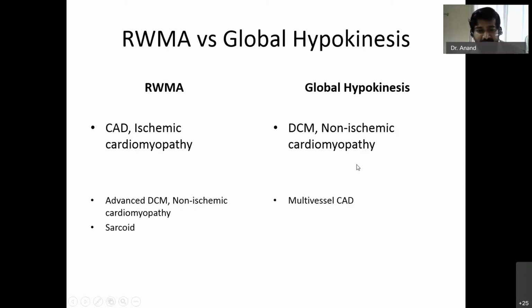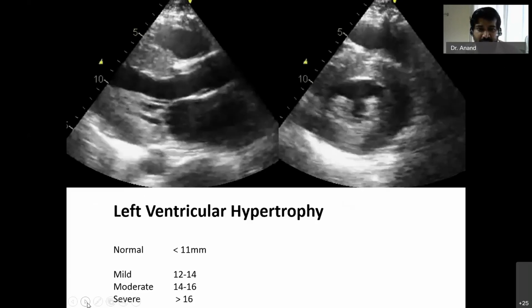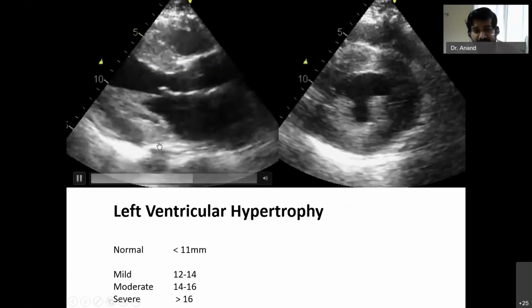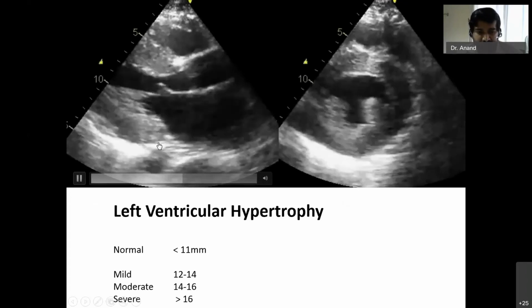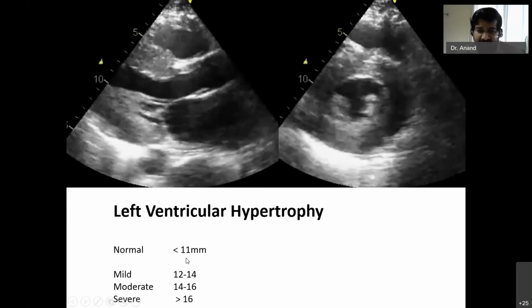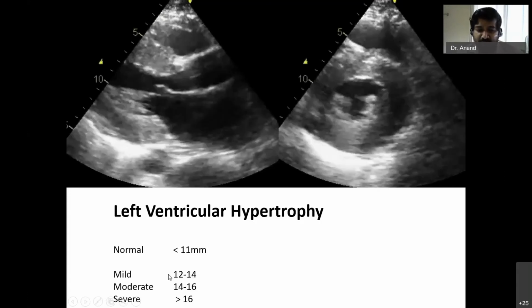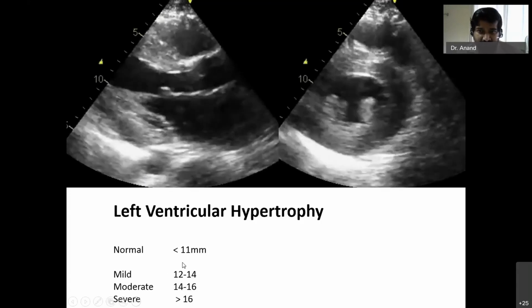Global is more likely non-ischemic, but these are not exclusive, but I'm not going into the details. The next important thing to look at is to quantify the left ventricular hypertrophy in a patient with long-standing hypertension. Normal thickness is less than 11. As thickness increases, you'll have mild, moderate, severe left ventricular hypertrophy.